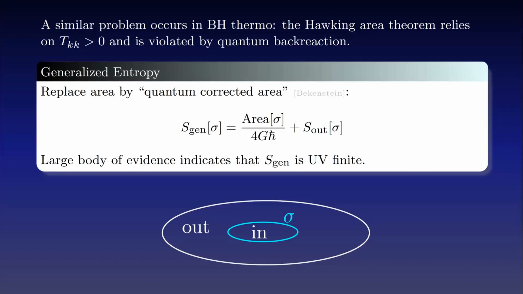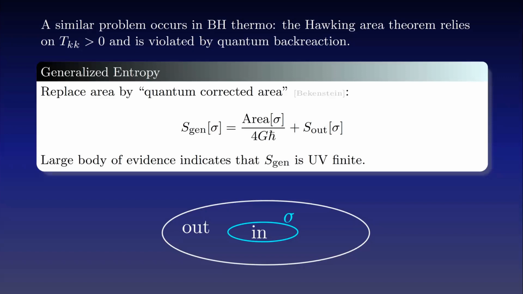So the generalized entropy is the area. Sigma here is meant to be a cross section of the event horizon. And I've drawn here a spatial slice. So sigma divides the spatial slice into two. There is the interior of the black hole and the exterior, in and out. And the generalized entropy is the area of sigma over 4Gℏ plus the von Neumann entropy outside of sigma. So on this one side of sigma, which is outside the black hole. And this is what he proposed increases as a function of time.